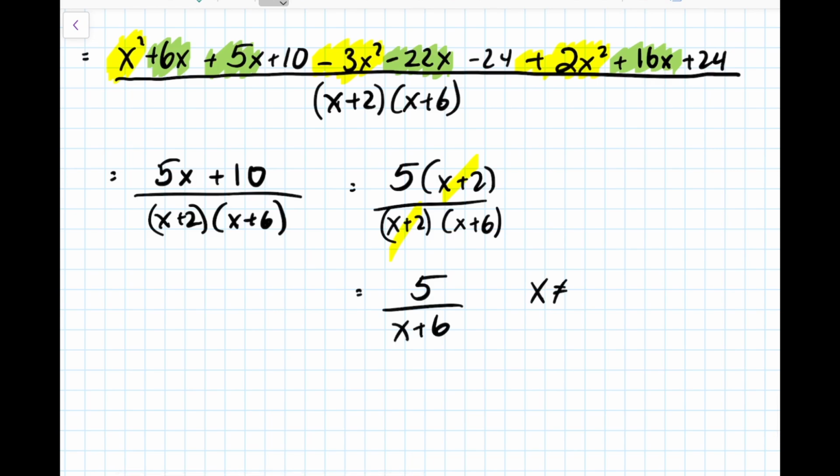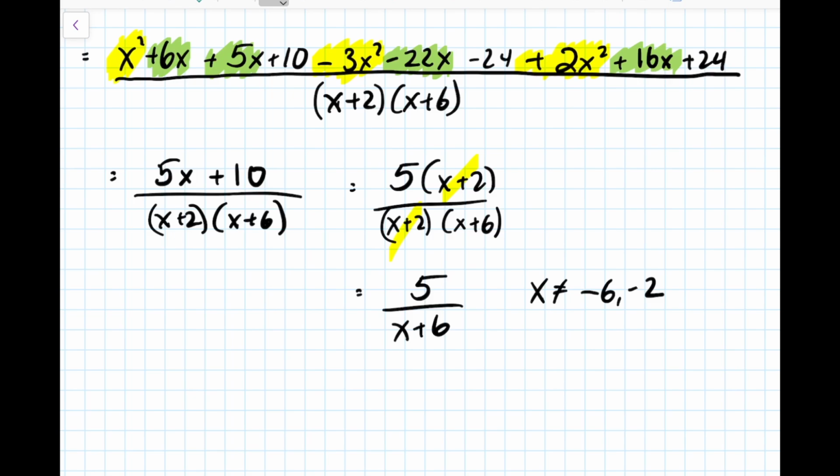Our NPVs, our x cannot be negative 6 and negative 2. So there's a lot of work that goes into that, right? So there's a lot of places to mess up, as you saw, right? I did make a mistake. Mistakes do happen, but you want to try to make sure you don't make them. So you've got to take your time, do everything really carefully, and make sure you're getting all your numbers down properly.